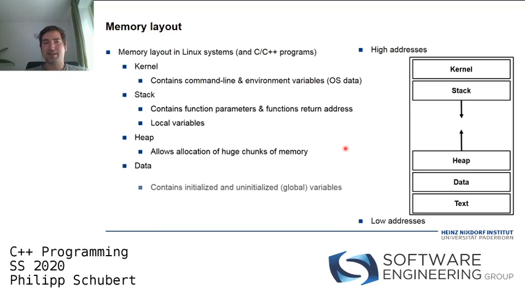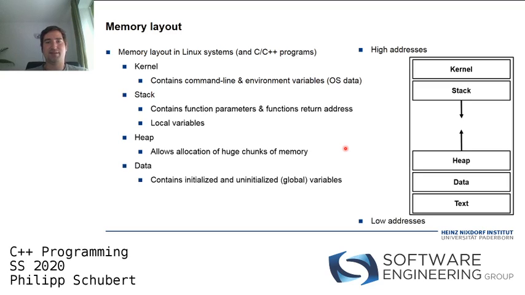Then we have the data section, which contains the global variables. Initialized and uninitialized global variables are in the data section of the memory. And then at last you have a text section, which is also read-only. The text section contains your program text, which is also why it's called text. Basically that's the machine instructions, your program instructions that need to be executed.